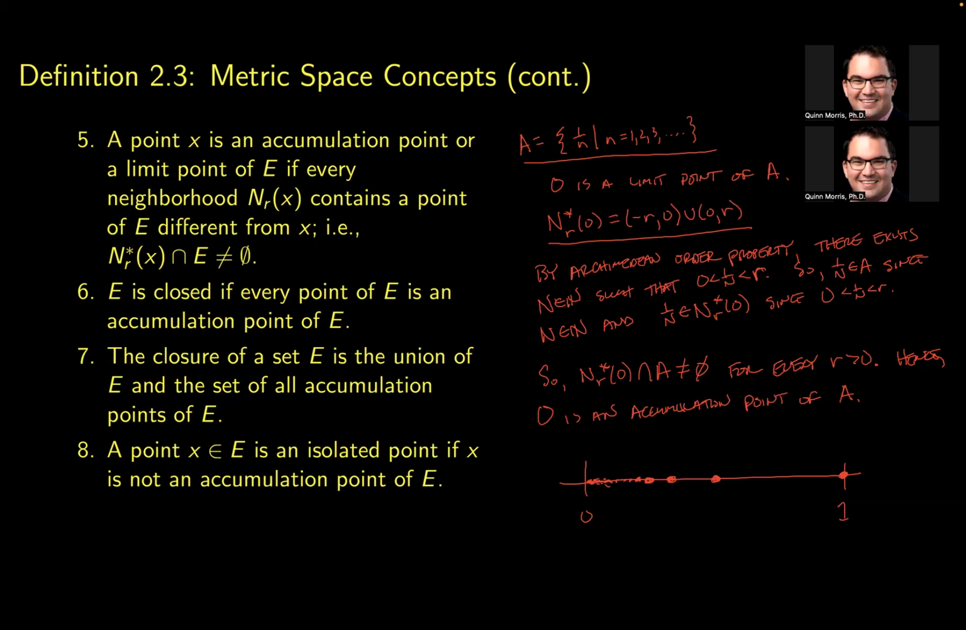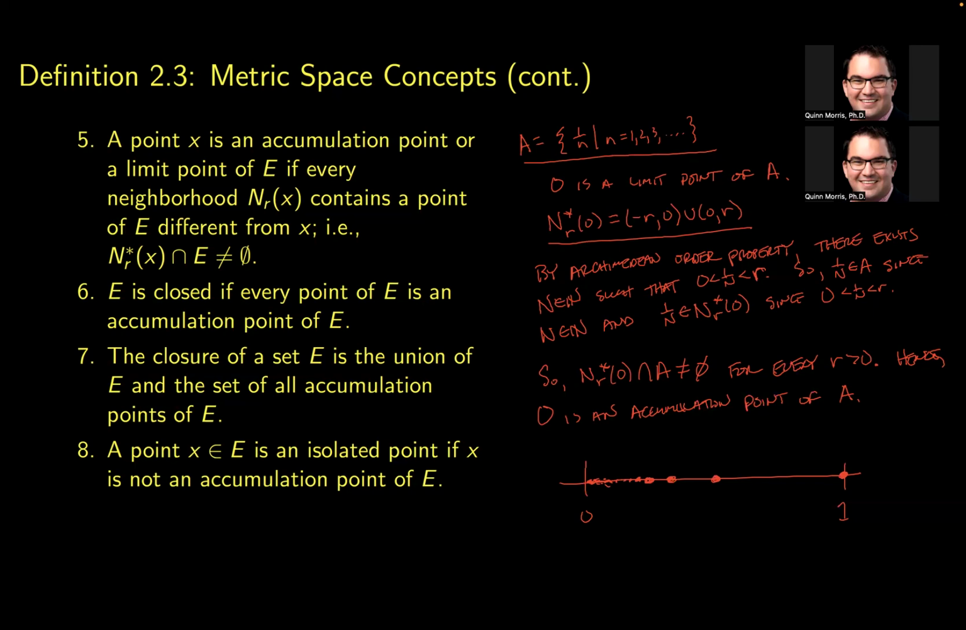Another way of thinking about it is there are points as close as you would like to 0 in your set A. So you can find a point that's as close as you would like to 0, even though 0 isn't actually in your set. All right.